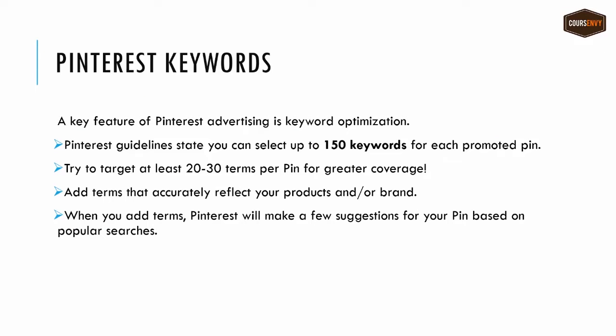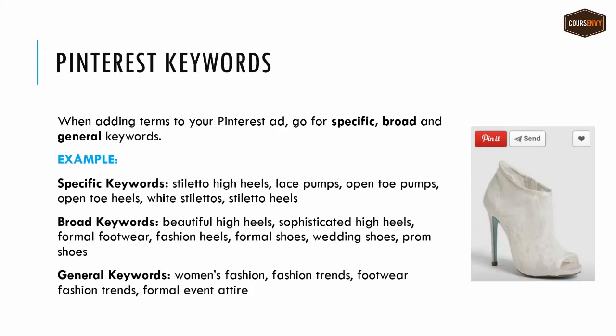A key feature of Pinterest advertising is keyword optimization. Pinterest guidelines state you can select up to 150 keywords for each promoted pin. Try to target at least 20 to 30 terms per pin for greater coverage. Add terms that accurately reflect your products and/or brand. When you add terms, Pinterest will make a few suggestions for your pin based on popular searches. When adding terms to your Pinterest ad, go for specific, broad, and general keywords.